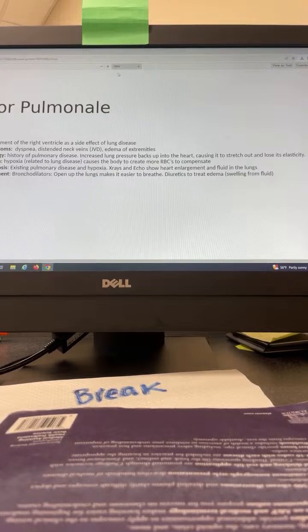So the symptoms are going to look very similar to CHF, congestive heart failure, because both of these are fluid issues. So the symptoms, again: dyspnea, which is difficulty breathing, the distended neck vein, that popping out, and edema of the extremities, that swelling. The cause here, the etiology, is a history of some sort of pulmonary disease.